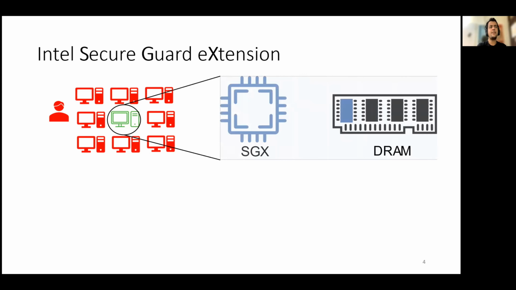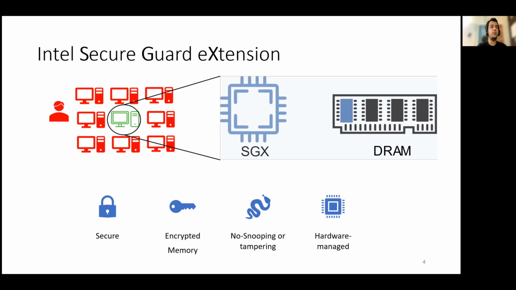Here, the CPU is considered to be secure, along with a portion of the main memory. The data present on the reserved main memory is encrypted and is managed by the hardware. The data is only decrypted on the chip. To summarize, SGX provides a secure way to execute an application. The data is always present in an encrypted form and hence free from any kind of snooping or tampering. Furthermore, all these properties are guaranteed by the hardware.